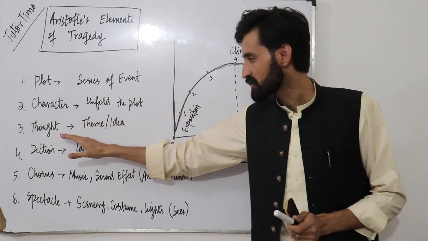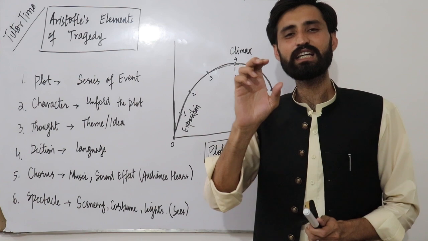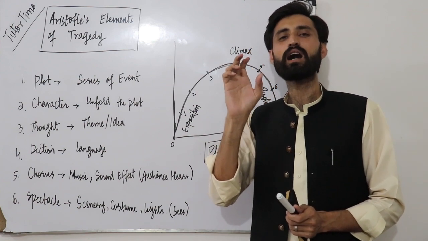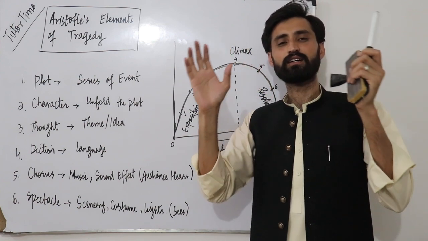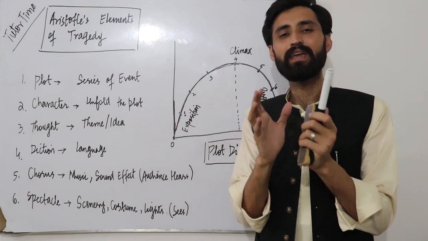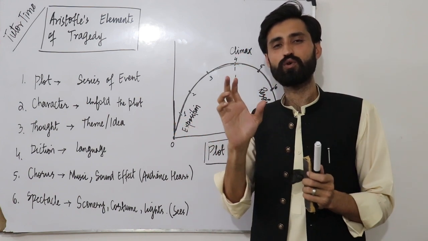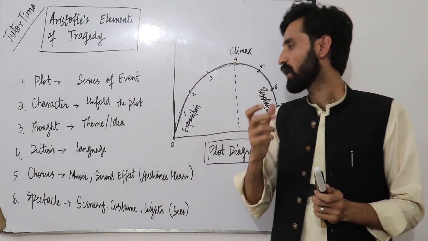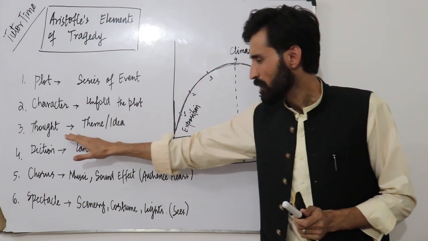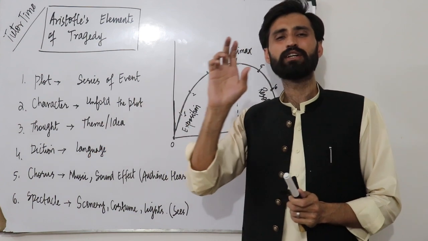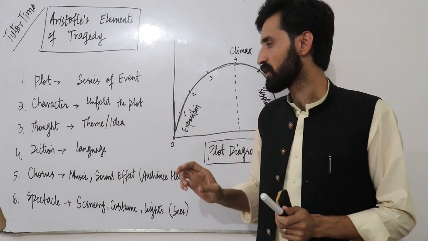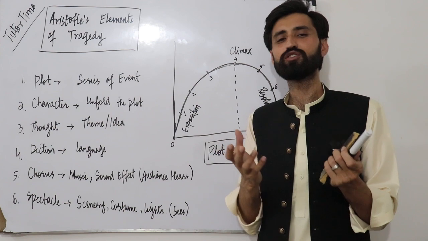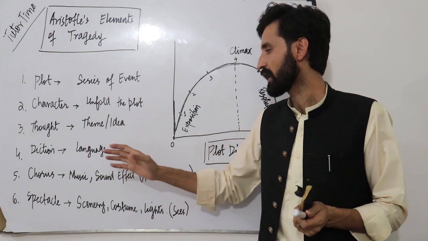Now the third thing is thought. Thought basically is an idea or a theme, that is, what the main idea of this story is, or what theme the story revolves around. So the element of thought must be there. Without thought, I don't think we can have any story at all.